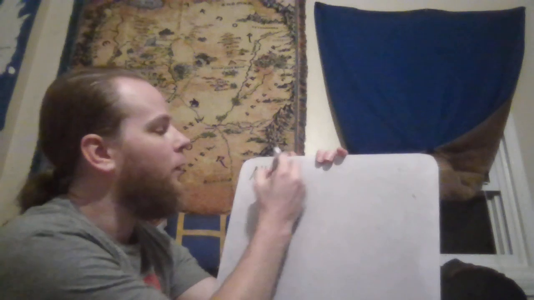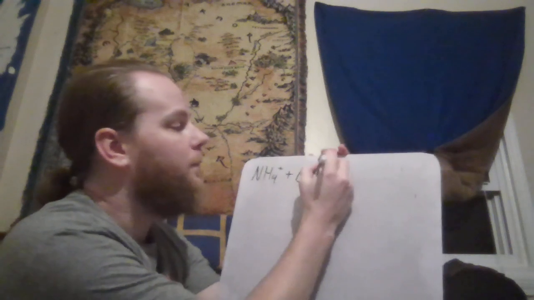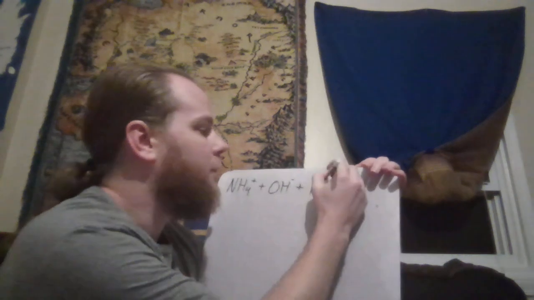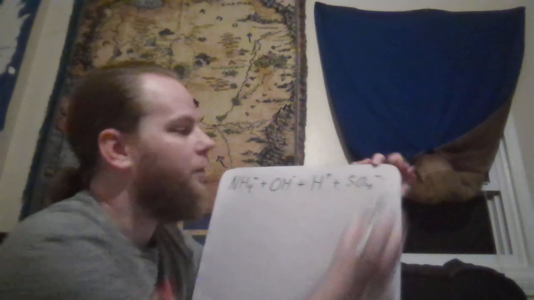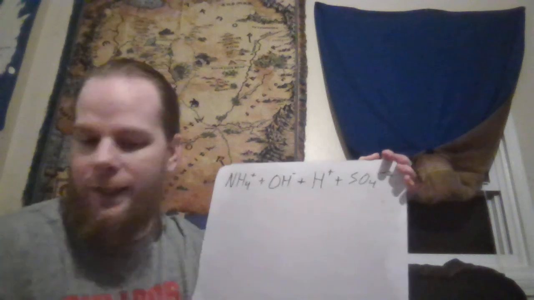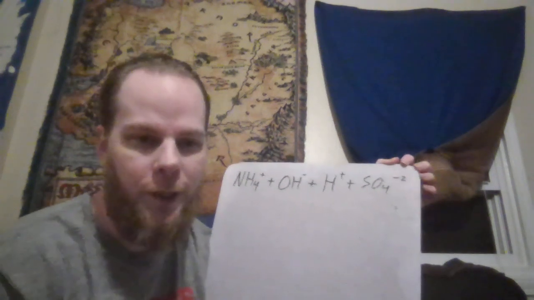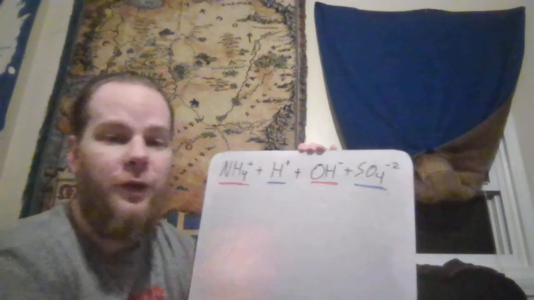All right, so I am going to write out our ions here. So we have NH4 plus, which was with OH minus, and we have H plus, which was with SO4 minus 2. Okay, now I have rearranged these a little bit. I shouldn't do that. Hang on, I'm going to rewrite this the way it is in the actual list. Pause. All right, so this is the way it's actually written.